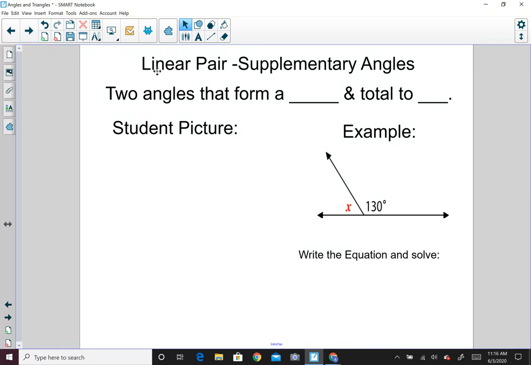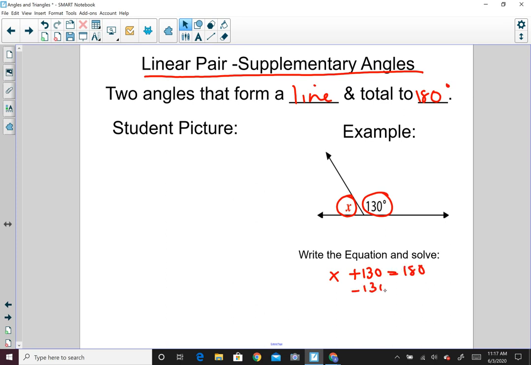Sometimes, though, we have a linear pair. That's when you have supplementary angles that touch each other. They share a ray. Two angles that form a line and total to 180 degrees. See, these two angles together form a line and they total to 180 degrees. So if I write my equation, this angle plus this angle makes 180. So x plus 130 equals 180. If I solve, I'm going to do that by subtracting 130 from both sides, and x equals 50. So this is a 50-degree angle.